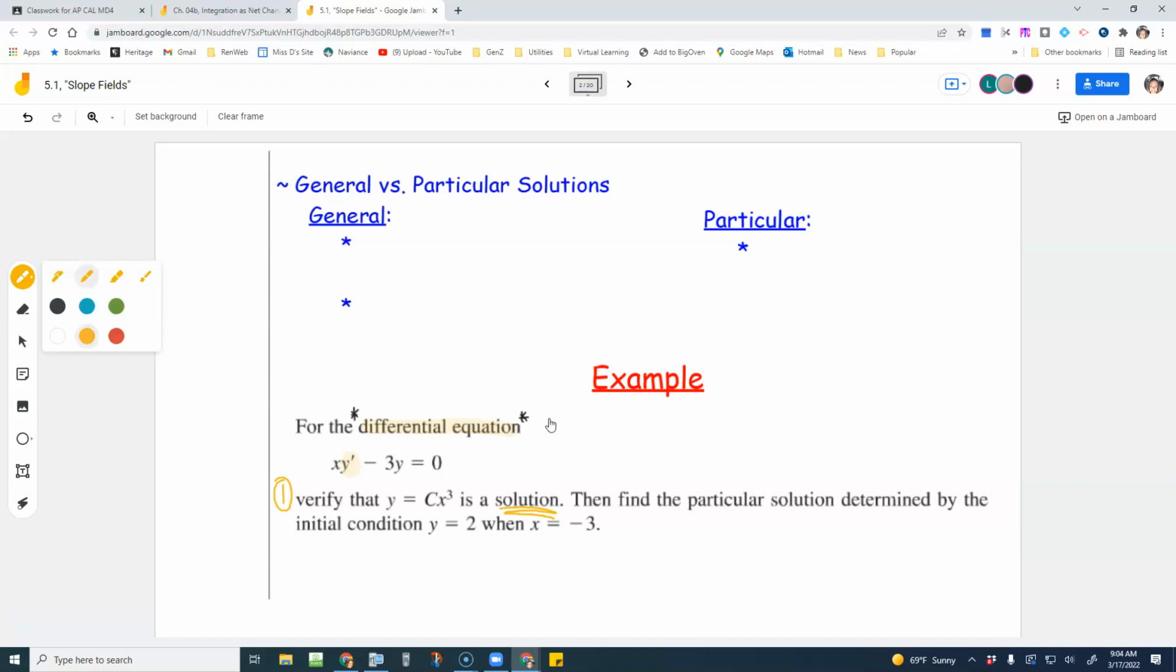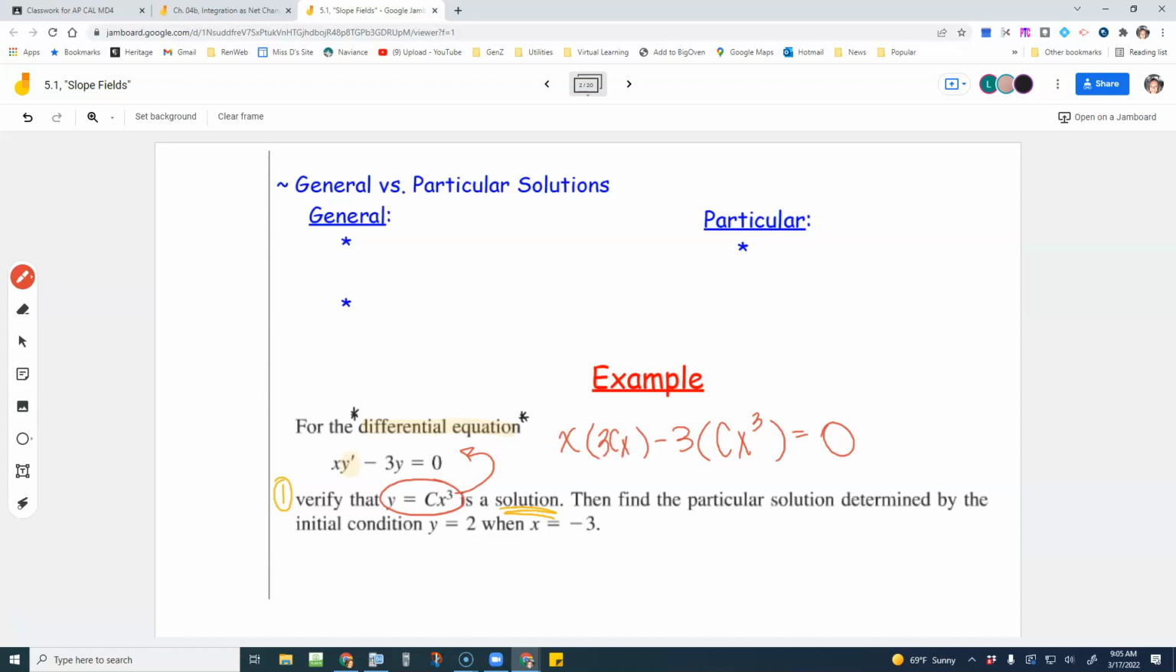So check it, hold on. How can I plug it in? Well, x times minus 3 times... Kiddos, how could I verify this is a solution? What would it look like if I plug this in? What goes in these empty spots? Cx cubed is going to go in the y spot. Does that make sense? Cx cubed goes in the y spot, but then what goes in the other spot? What's the derivative of Cx cubed?